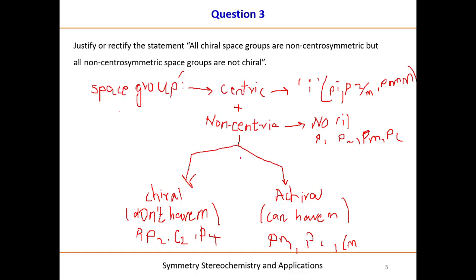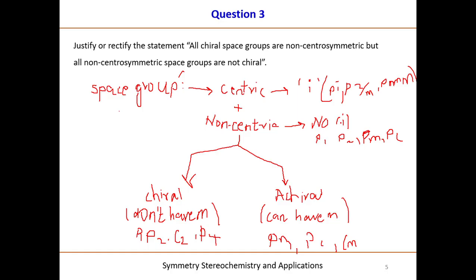So, you can see from here, chiral space groups always come under non-centrosymmetric type. But the second statement was that non-centrosymmetric space groups are not chiral. So, all non-centrosymmetric space groups are not chiral, because they could be achiral also. Both chiral and achiral types of space groups come under non-centrosymmetric.